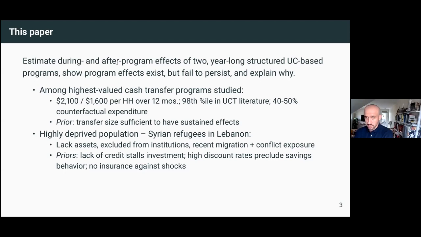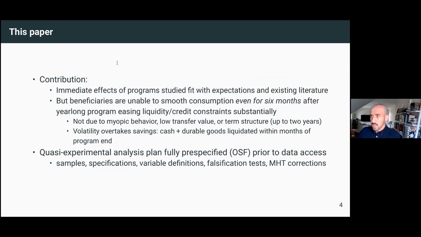In the refugee population in Lebanon, there are similarities and differences with the typical impoverished population targeted by these programs in other country settings. They lack assets, they're excluded from institutions, especially labor market and financial institutions. They are recent immigrants and they have exposure to conflict. So if you think about the multidimensional aspect of vulnerability, having this case where there's very limited access to other markets might make the cash transfers less effective than they would be in other settings. Those are the specifics of our population.